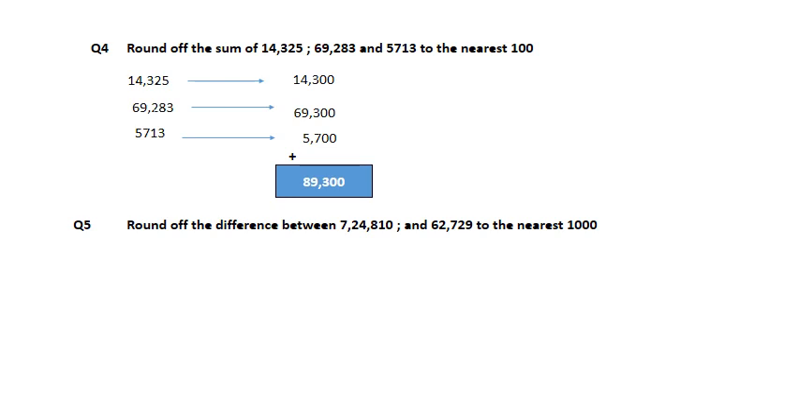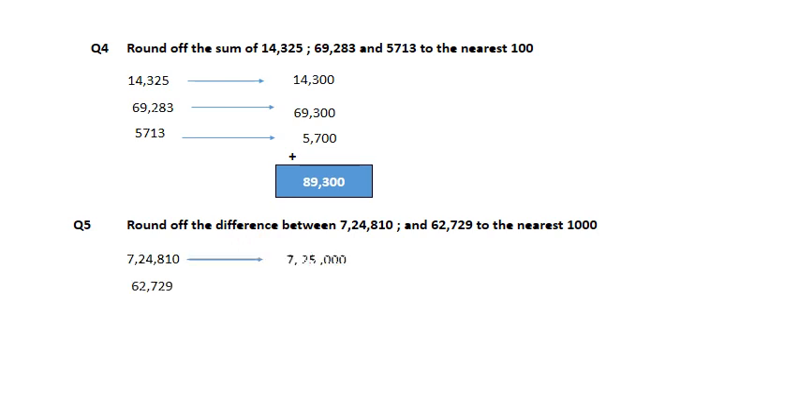Now next one, question number 5. Round off the difference between 7,24,810 and 62,729 to the nearest 1000. So first we'll write down this number, then we'll round off to the nearest 1000 and we'll take the difference. Difference means we are going to take minus.